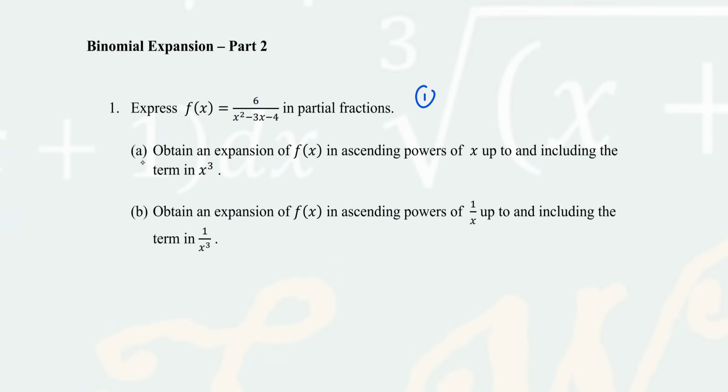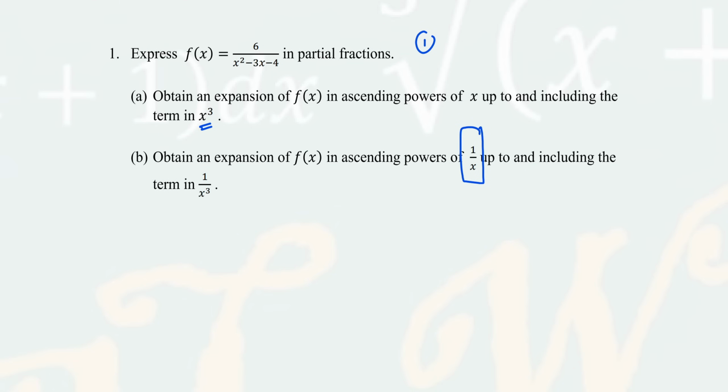Then after that, A: Obtain an expansion of f(x) in ascending powers of x up to and including the term in x cubed. Okay, so then B: Obtain the expansion of the same function in ascending powers of 1 over x up to and including the term in 1 over x cubed.